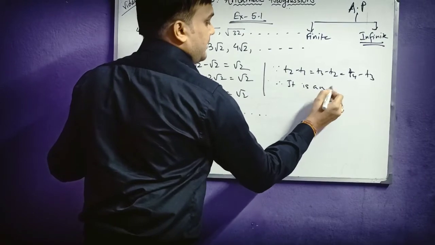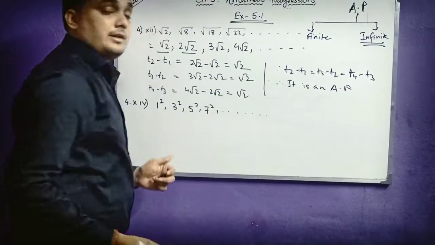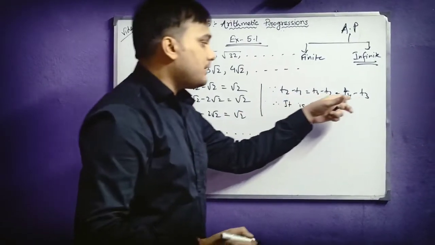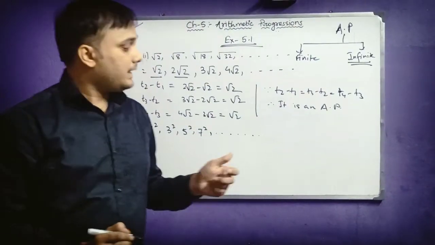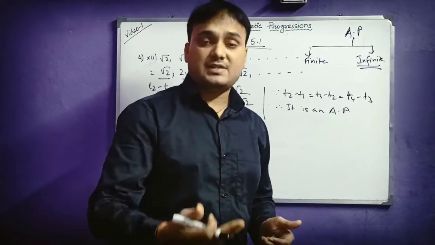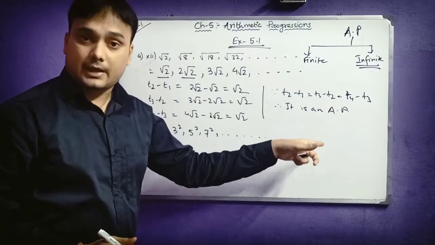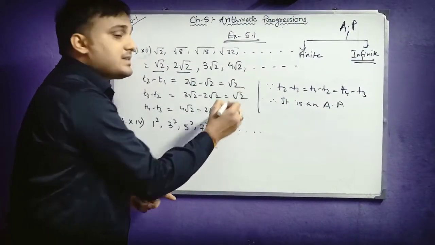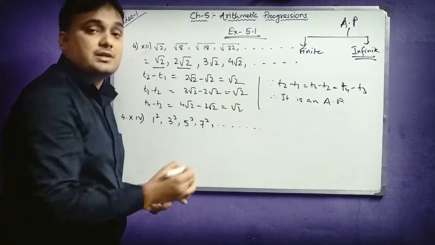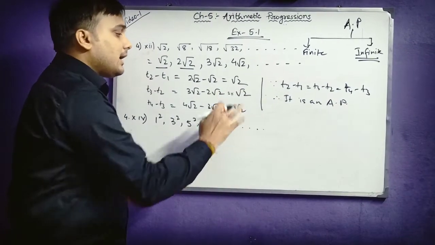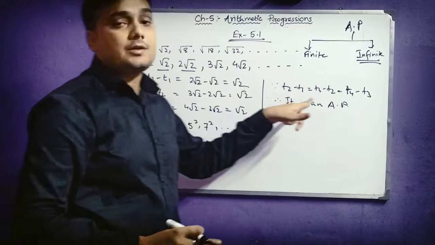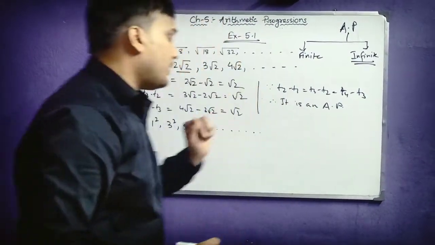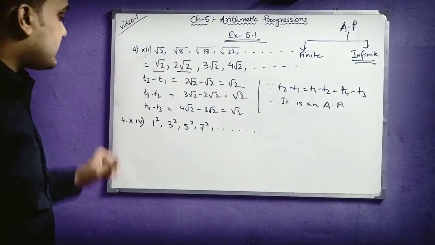You don't have to write anything more, because if the difference of every successive term is constant, or the same, then you can directly write it is an AP. But if in any of the steps I don't find the number the same, suppose I find somewhere minus root 2, then I will come to the conclusion that the given sequence will not be an AP. Okay, for understanding it better, let us see the next question.